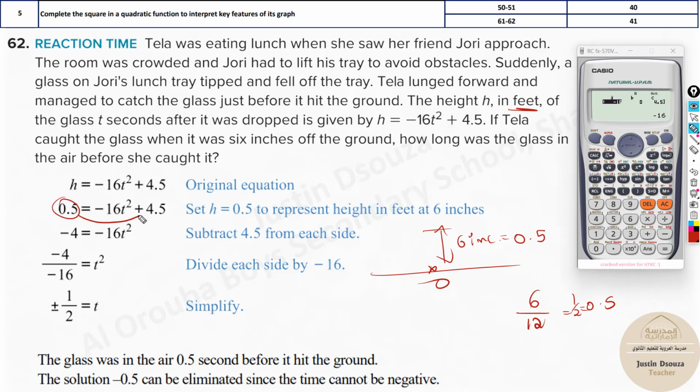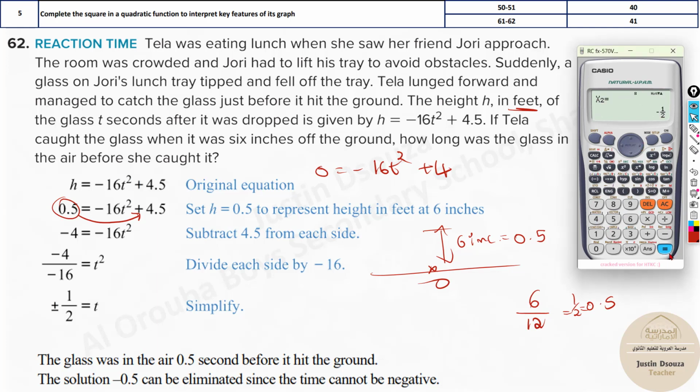Now this 0.5 goes to the other side. What happens? It'll be 0 equals negative 16t squared plus 4.5 minus 0.5, which would be plus 4. This is the thing which we need to substitute. So minus 16 is correct. Where we had substituted 0, here it must be 4.